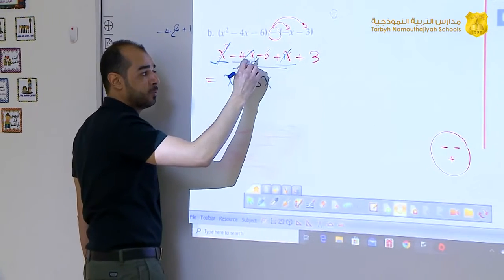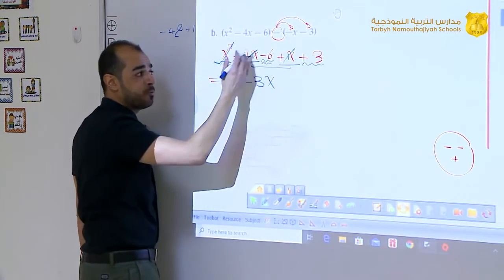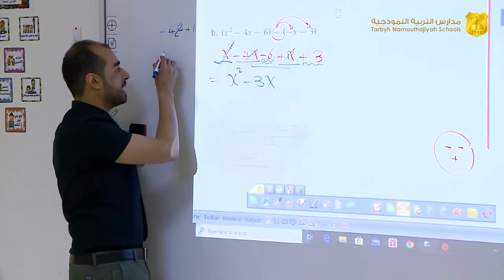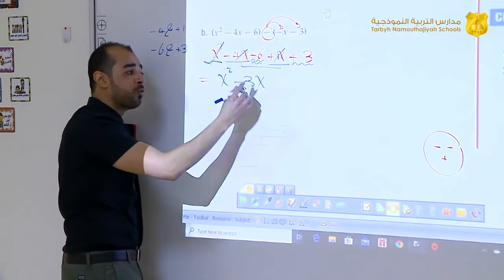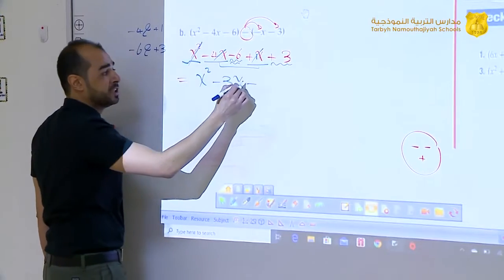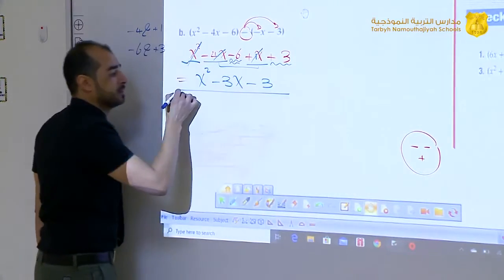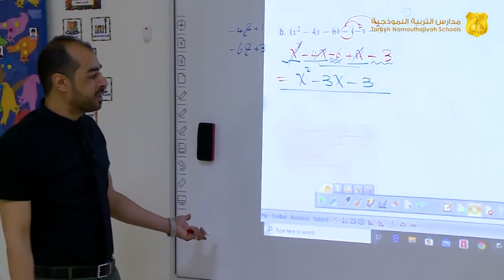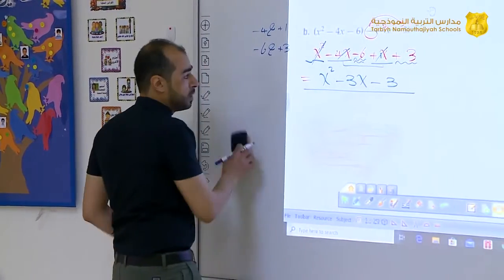And the last terms are what? Negative 6 and positive 3. The same, we have different signs. Negative 6 and positive 3, different signs, so we take the sign of the bigger, which is negative, and subtract 6 minus 3, we get 3. And now we collect all the like terms, so we finish subtracting these two binomials. Let's do another example.